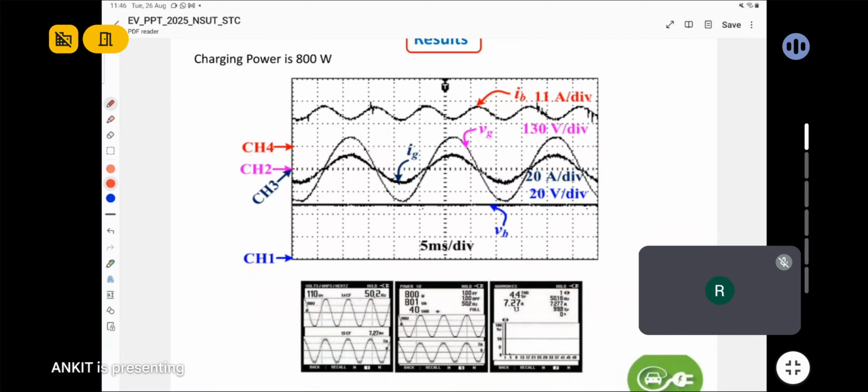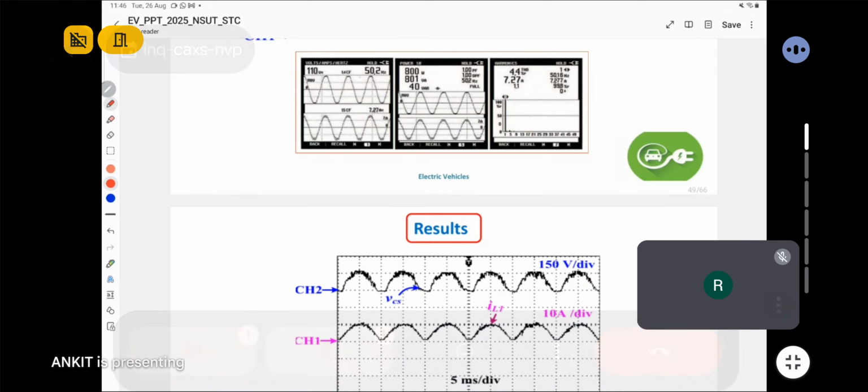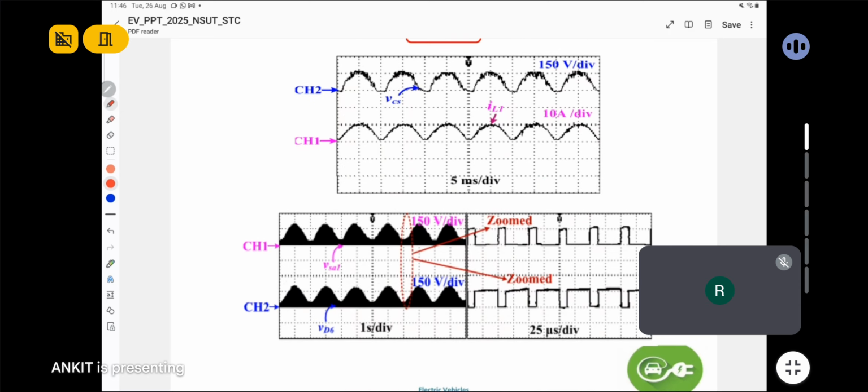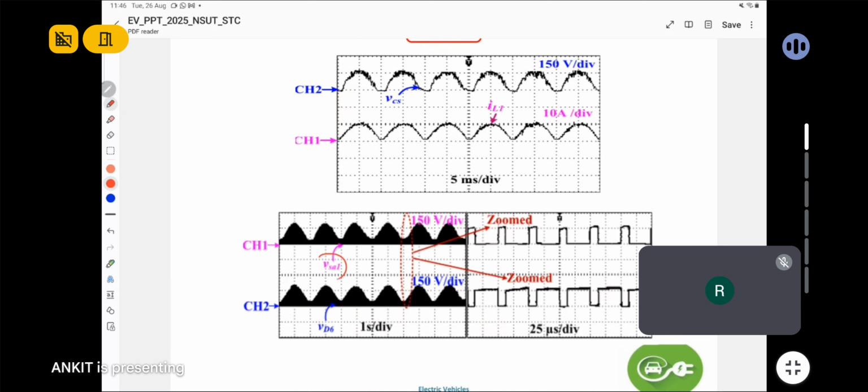Now I will come to the result part. In the result part, I have shown its hardware, and again voltage and current are in the same phase with sinusoidal shape. It is also a single stage and single phase charging system, so there will be low harmonics in the battery current. Total harmonic distortion is around 4.4%. Here the switch voltages are shown in zoomed form.